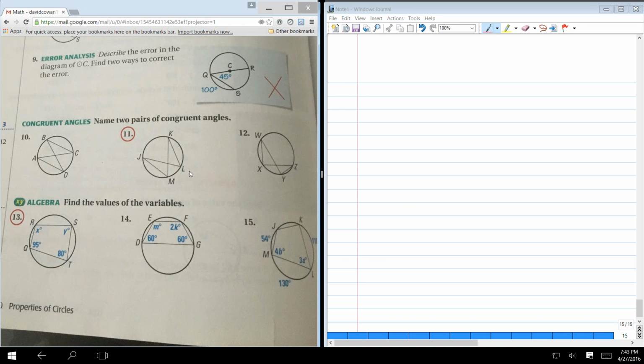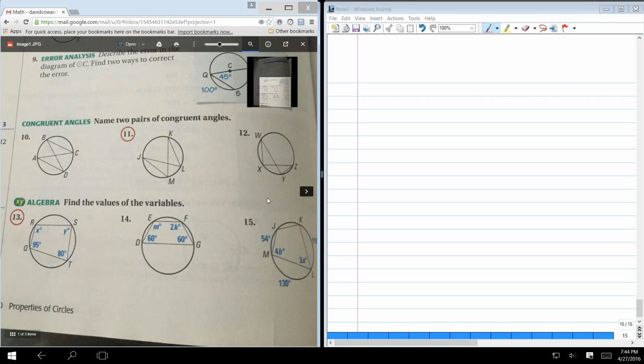For number 11, we could say M subtends, can we do JK on that, or no? Yeah. Whichever the rays go to. Angle M subtends JK because its left ray goes to J and its right ray goes to K. And also L subtends that same arc, JK. So M and L have to be the same also. Cool. How about 12?